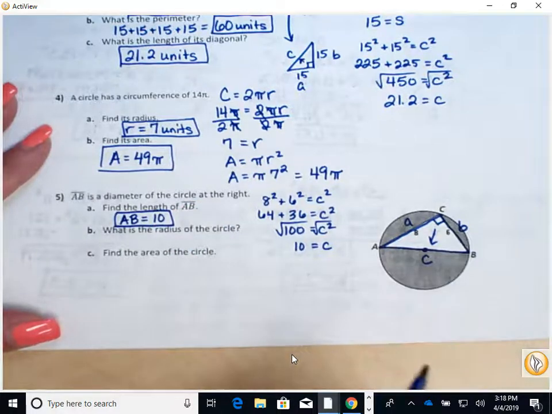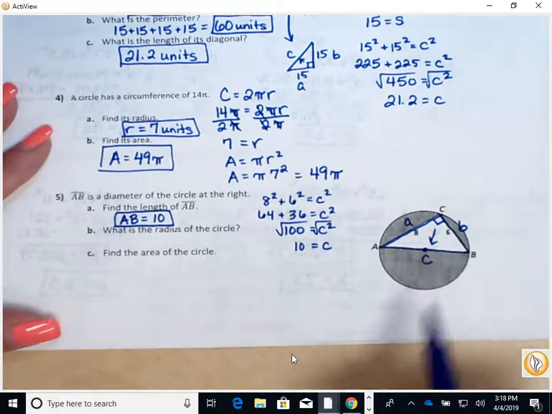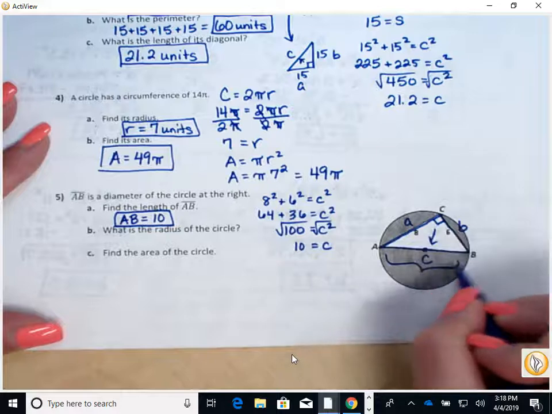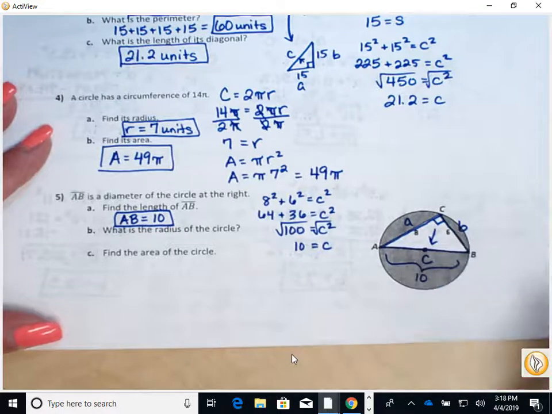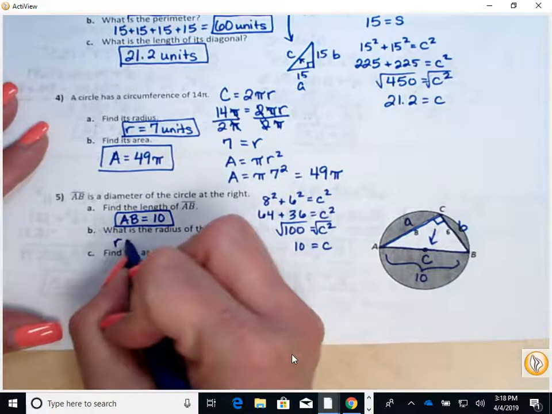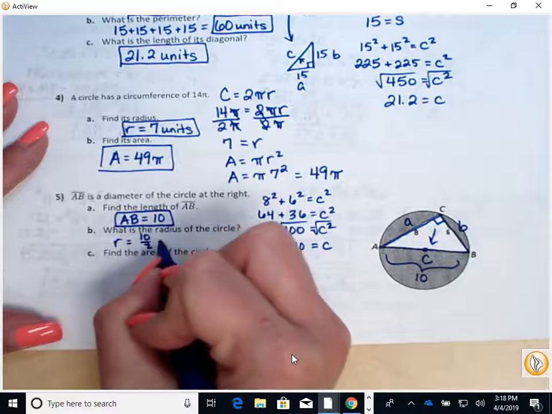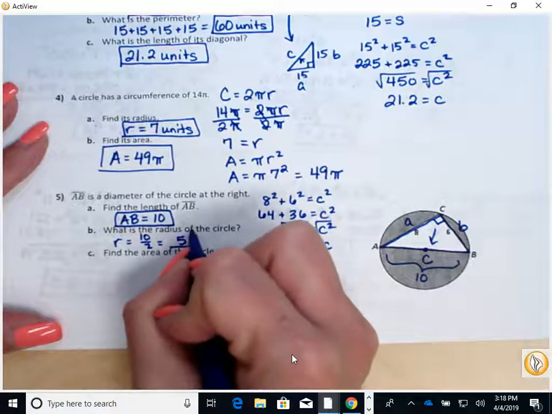Next, they want to know what's the radius. Well, if we know the diameter of the circle is 10, then the radius is going to be half of that. So radius equals 10 divided by 2, which gives me 5 units.